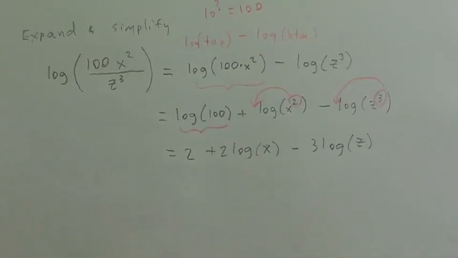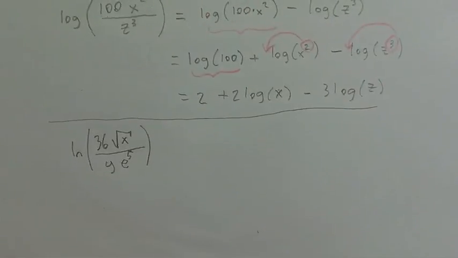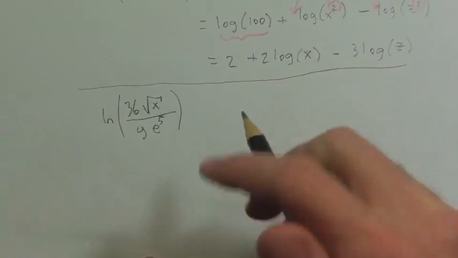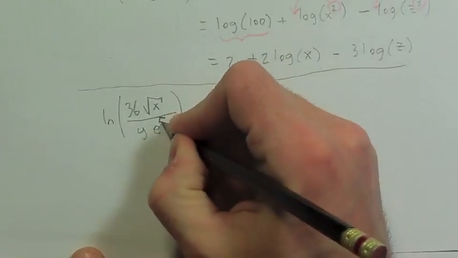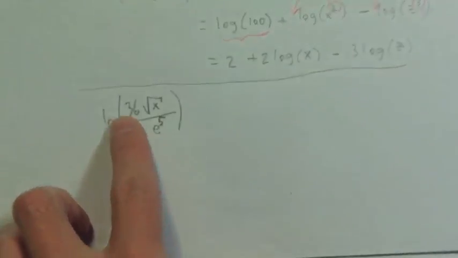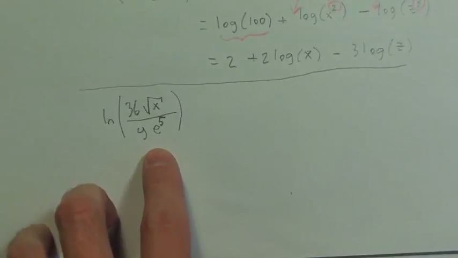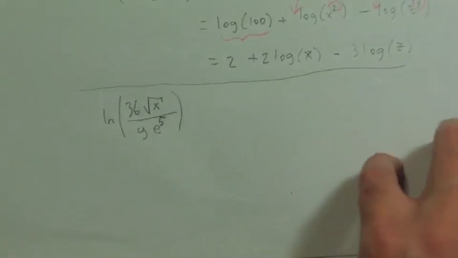Okay, so let's look at another example. Let's look at this one. We have the natural log. This one, maybe I didn't write it as well as I could have. This is the natural log of 36 square root of x all over y e times e to the fifth.